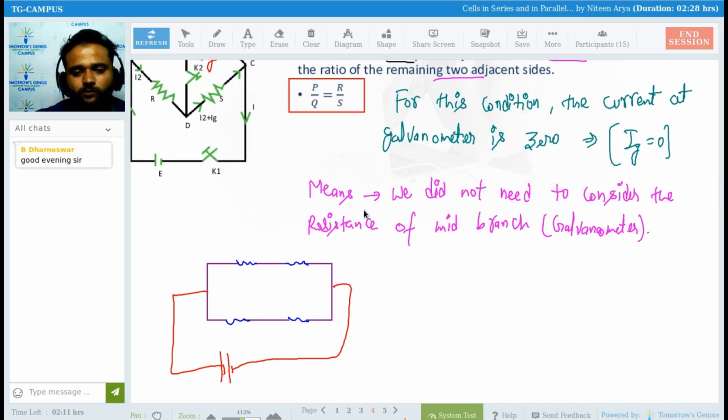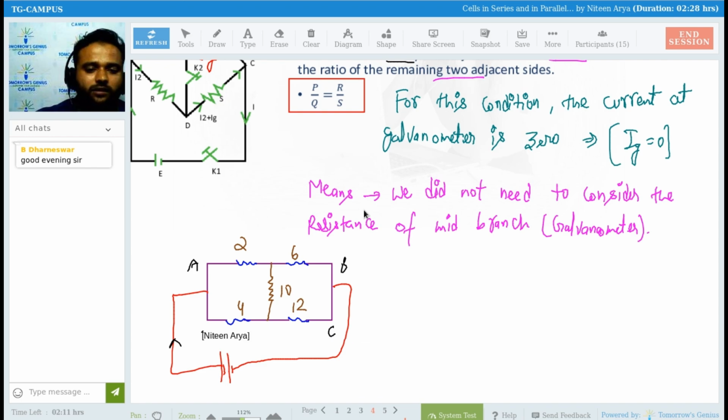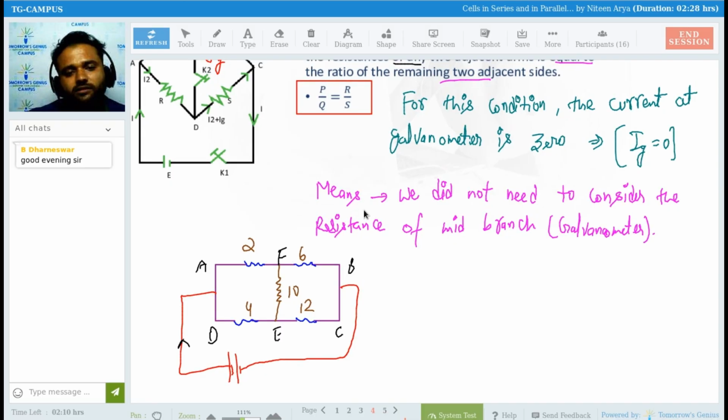This one. This is 2, this is 6, this is 4, this is 12, and this is 10. So now you can see that, without a doubt, there is a current I. This is the condition of A, B, C, D, or you can say E, F. So A, F, B, C, E, D, or A, B, C, D can now be taken as a Wheatstone bridge. Clear?